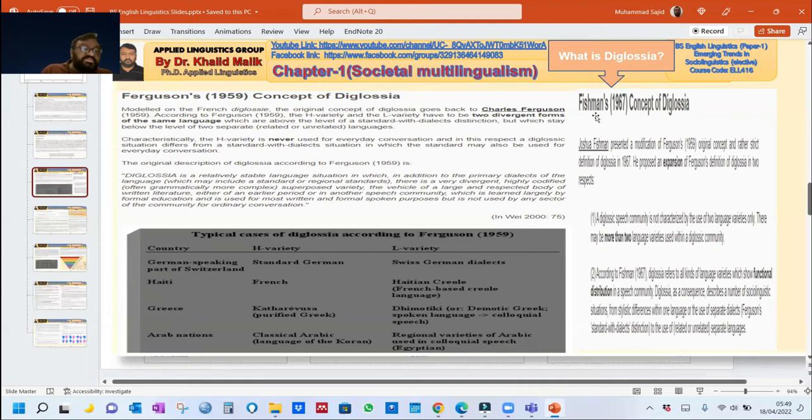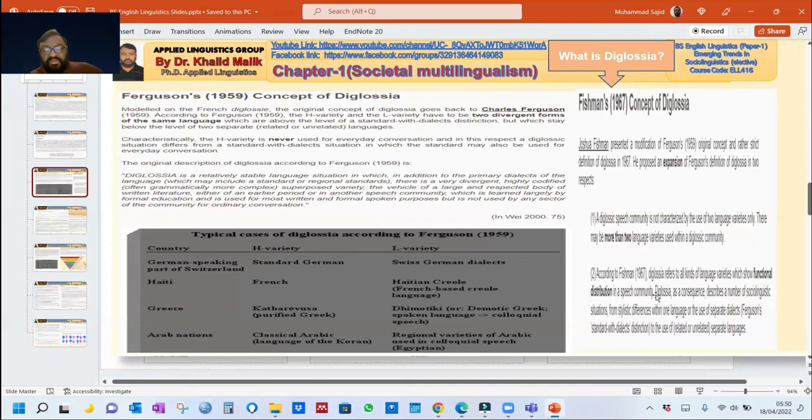Then the second concept: the same Ferguson concept was revised by Fishman in 1967. Joshua Fishman presented a modification of Ferguson's original concept, which he gave in 1959, but Fishman revised it in 1967, a rather strict definition of diglossia. He proposed an expansion of Ferguson's definition of diglossia in two respects. What are the two respects? Number one, a diglossic speech community is not characterized by the use of two language varieties only. There may be more than two language varieties used within a diglossic community.